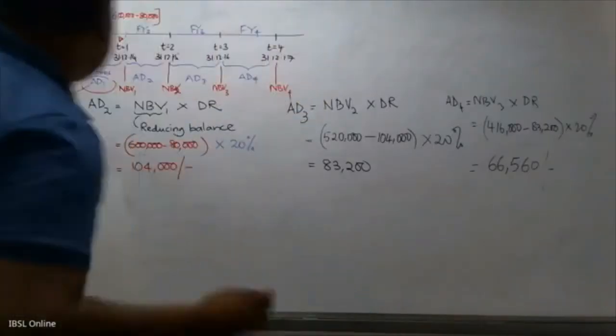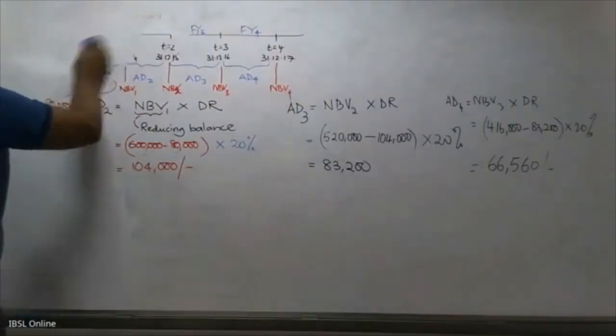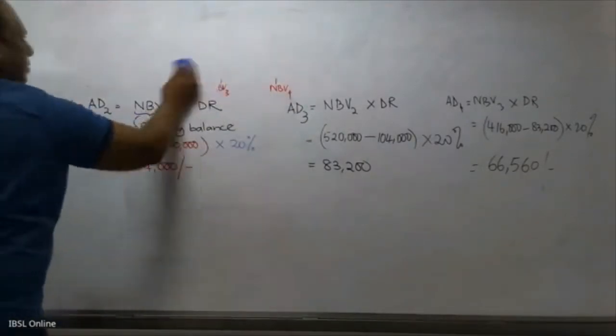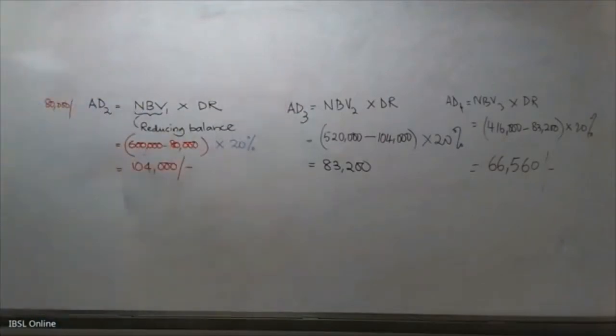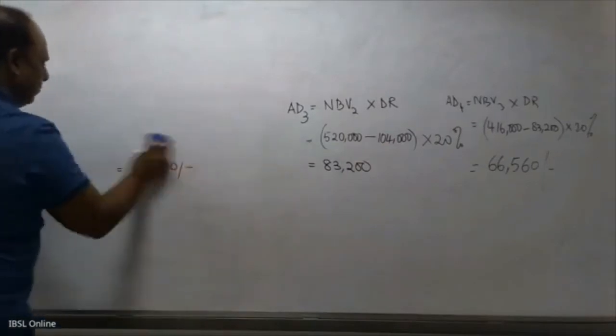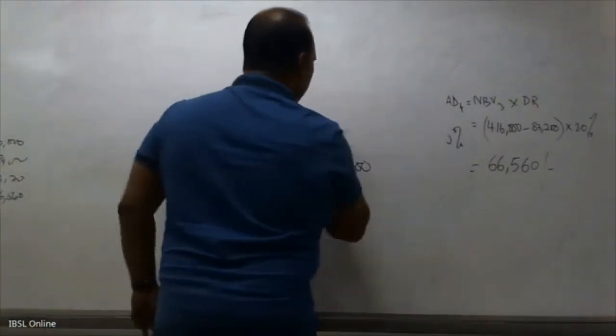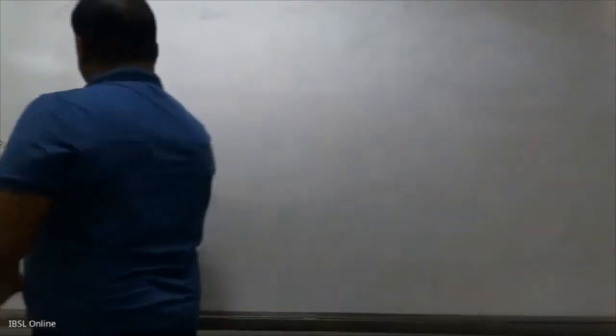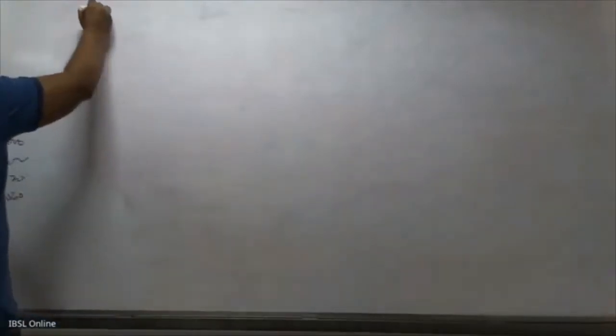Right. So let us now try to summarize the calculation that we did. Under the reducing balance method, let's try to put it on a table. I'll just have the numbers written somewhere. 80, 104, 83,200, 66,560. Right. Now the same calculation, I'm going to do it in a different manner. This might sound a little bit easy for you all.